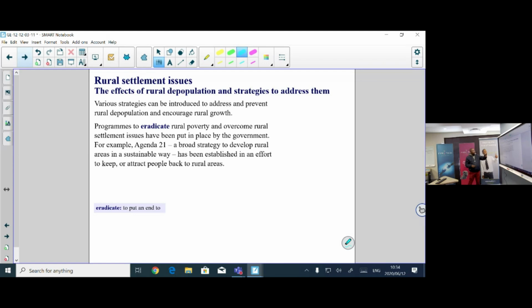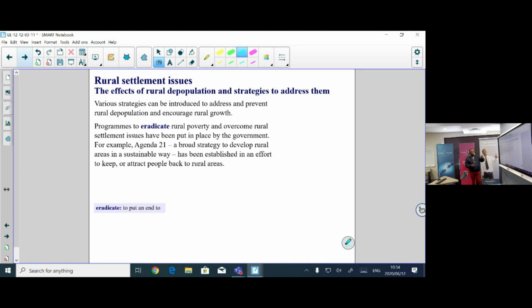Various strategies can be introduced to address and prevent rural depopulation and encourage rural growth. Programs to eradicate rural poverty and overcome rural settlement issues have been put in place by the government. So we have got examples of Agenda 21, which is a broad strategy to develop rural areas in a sustainable way. So we are talking of sustainable development here, which is actually aimed at keeping people in the rural areas instead of having them flocking to the cities and resulting in overcrowding in the cities and crime as well.